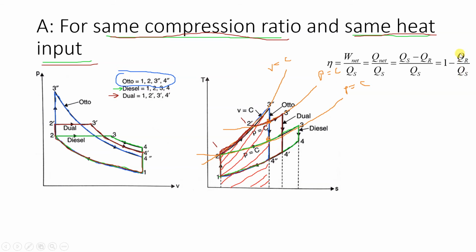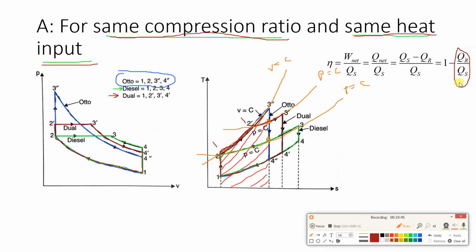So first, if you see this QR and QS. Now if you see this efficiency formula, efficiency is 1 minus this ratio. So if this value is small, the efficiency value will be large. This you should understand. In order to make this value QR by QS small, heat supplied should be more and heat rejection should be less. Now in this comparison, we are saying that the same heat input is there, meaning we are maintaining QS as constant. So this denominator part is constant.